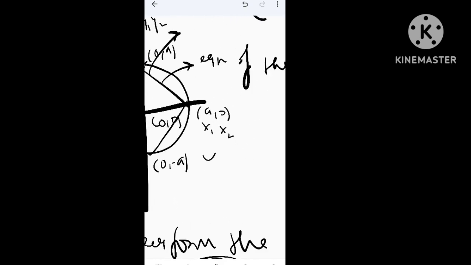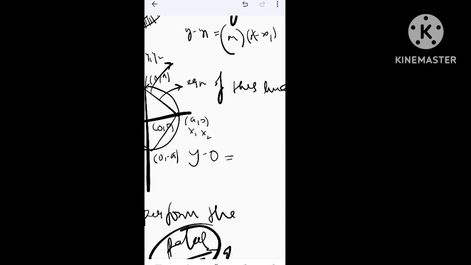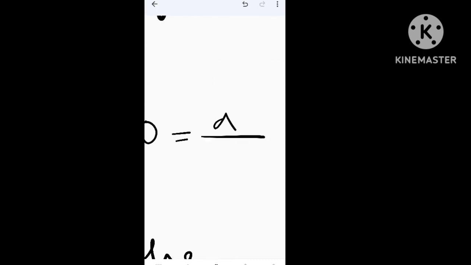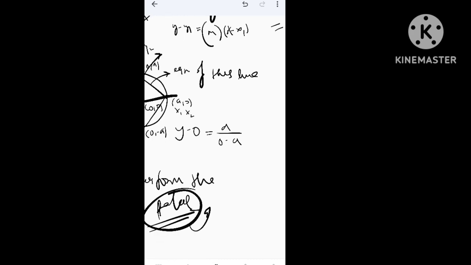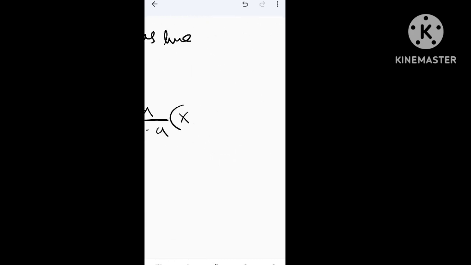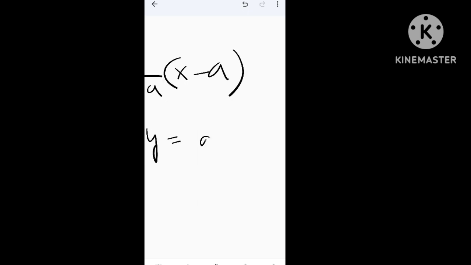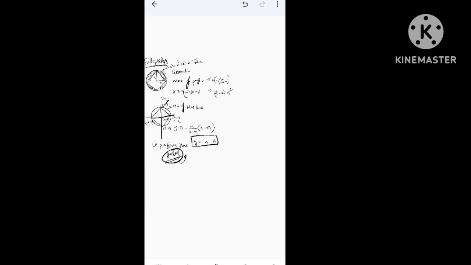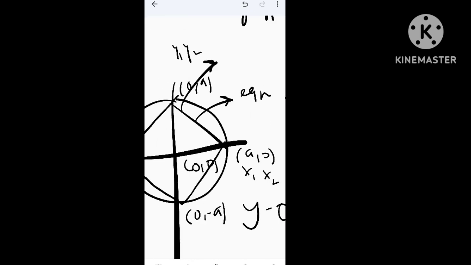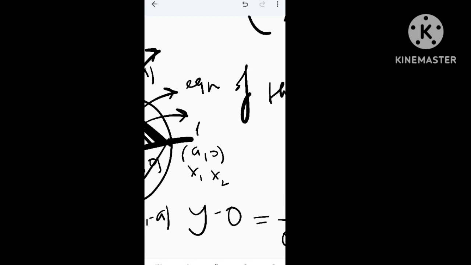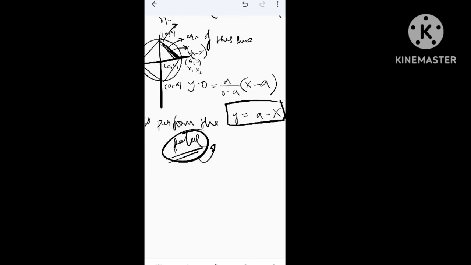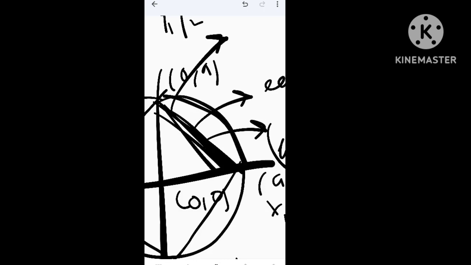So here we have x1, x2 and y1, y2. We get y minus 0 is equal to a, since y2 is a and y1 is 0, divided by x2 minus x1, which is 0 minus a, times x minus a, which is pretty much y equals a minus x, the equation of that line. As we found, the equation of this line is a minus x, so all we have to do is integrate.